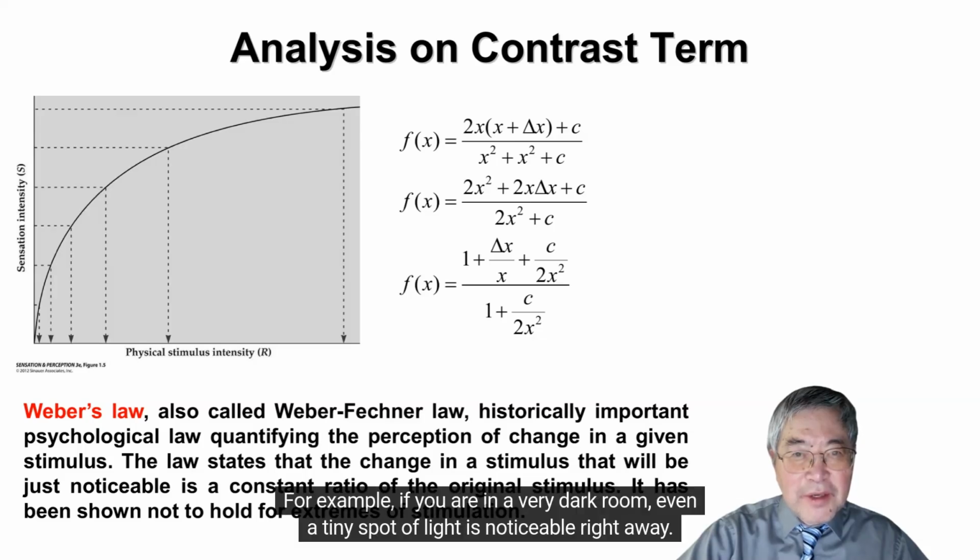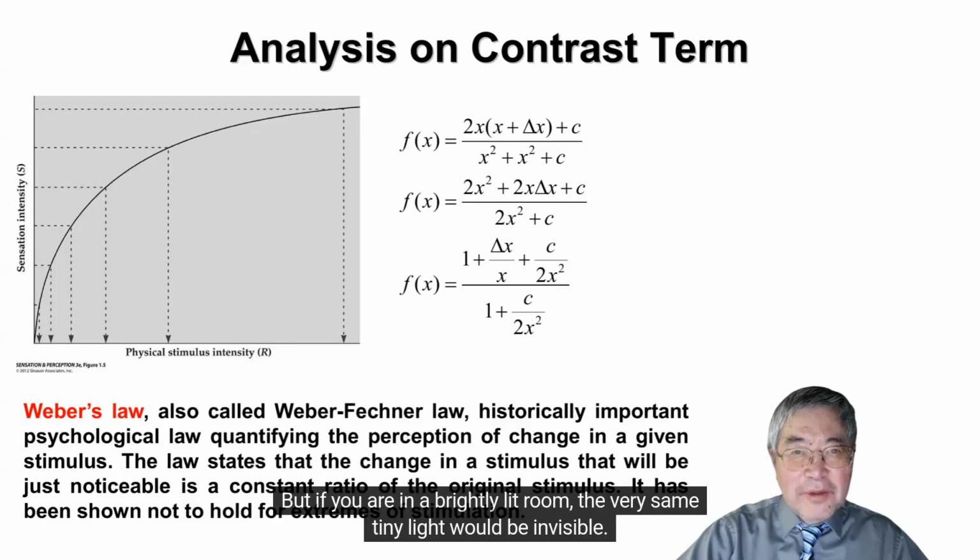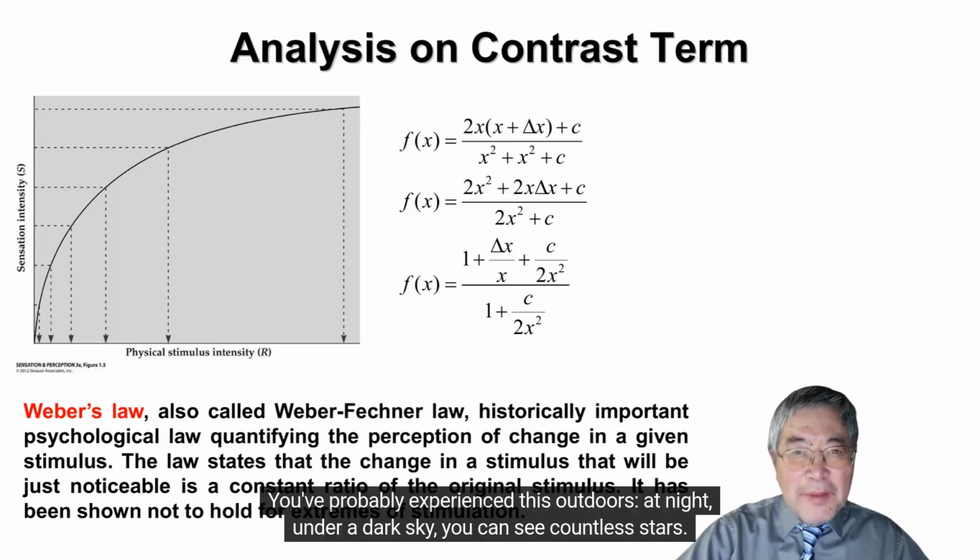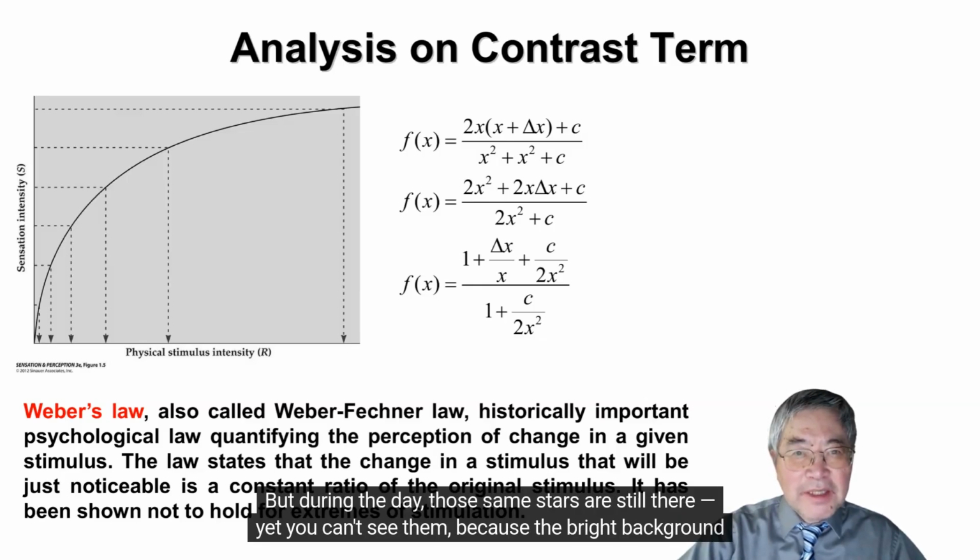For example, if you are in a very dark room, even a tiny spot of light is noticeable right away. But if you are in a brightly lit room, the very same tiny light would be invisible. The background intensity is so high that the small change is masked. You've probably experienced this outdoors. At night, under a dark sky, you can see countless stars. But during the day, those same stars are still there, yet you can't see them because the bright background light overwhelms them.